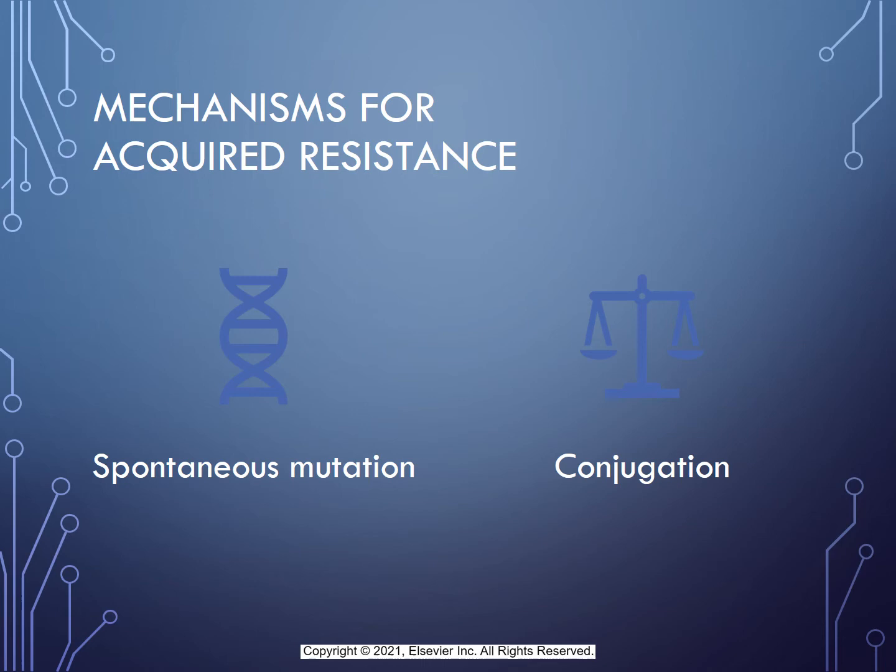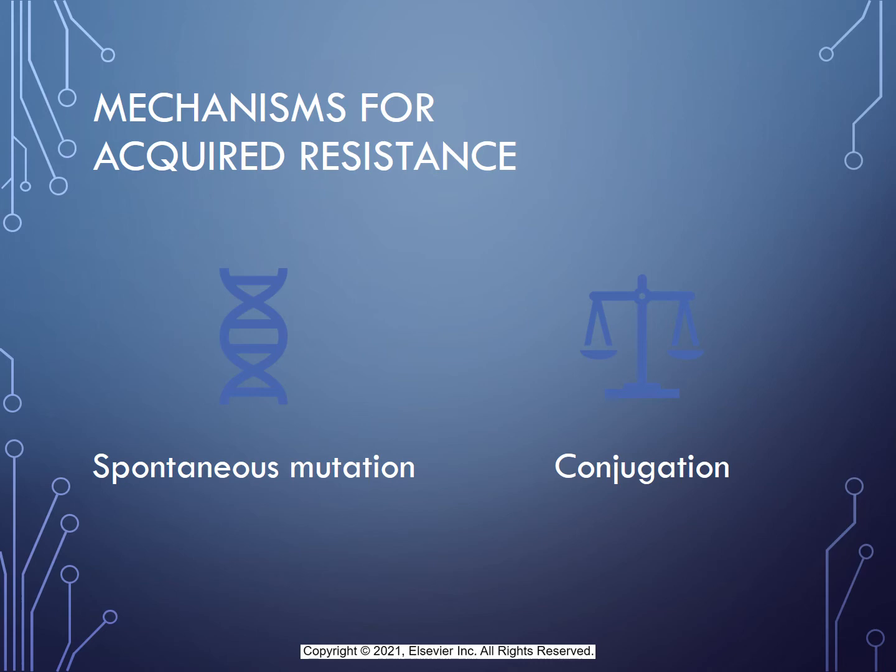The result is a gradual increase in resistance. Low-level resistance develops first. With additional mutations, resistance becomes greater. As a rule, spontaneous mutations confer resistance to only one drug. Next, we're going to talk about conjugation.